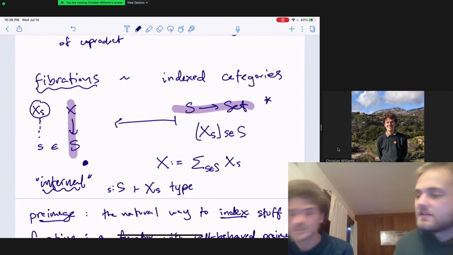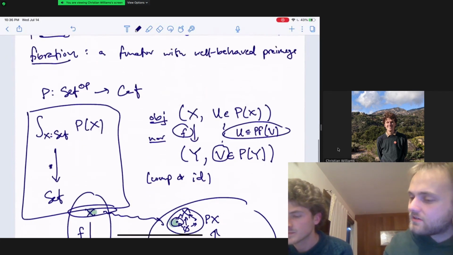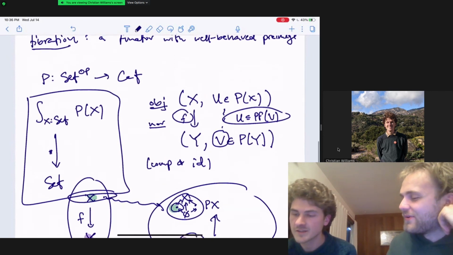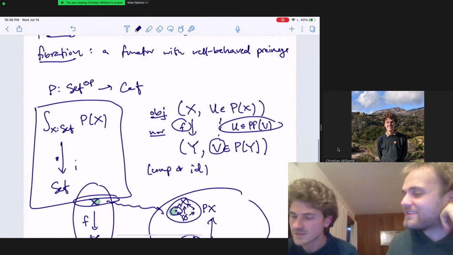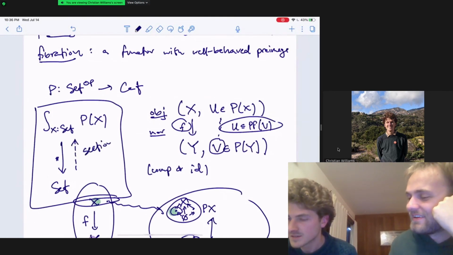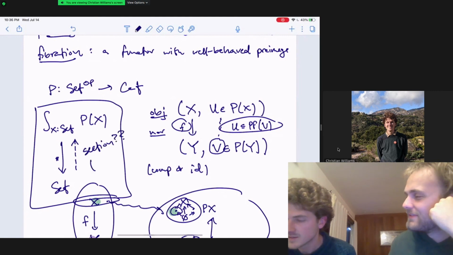Maybe we'll close off with that. Maybe that'll be left to the reader. Think about that, people. What exactly is a section of that? It's probably meaningful in some way, but I don't know what it is.